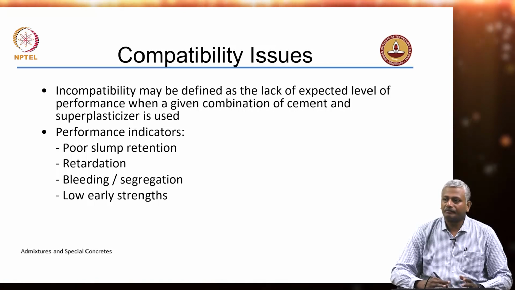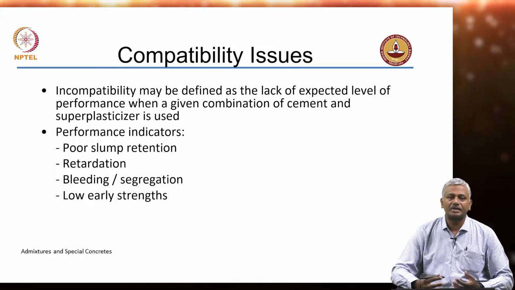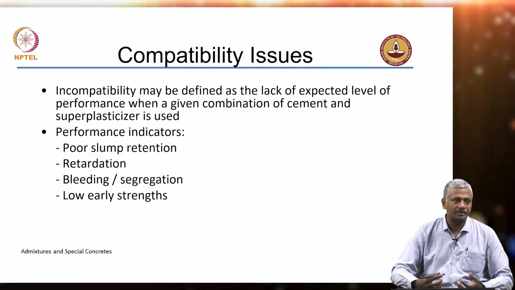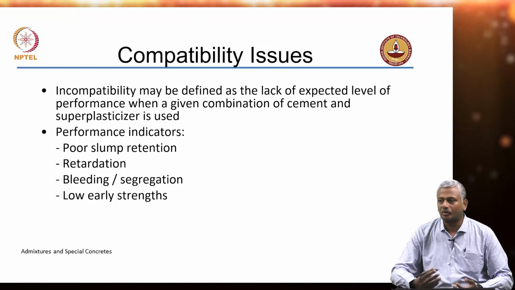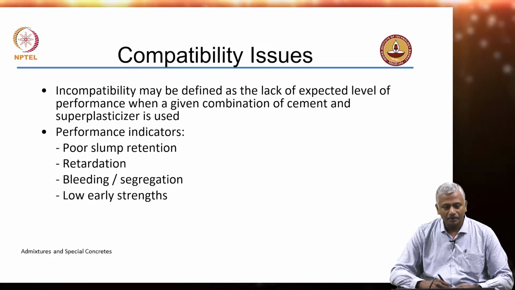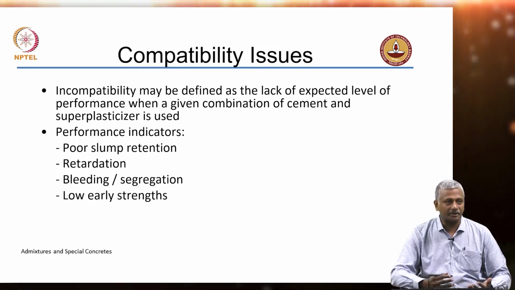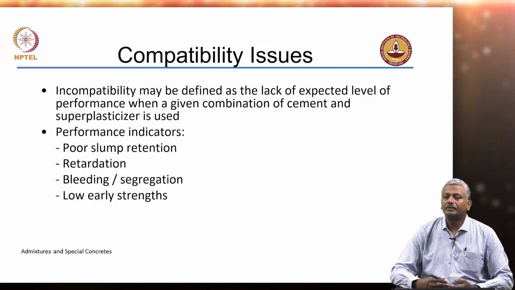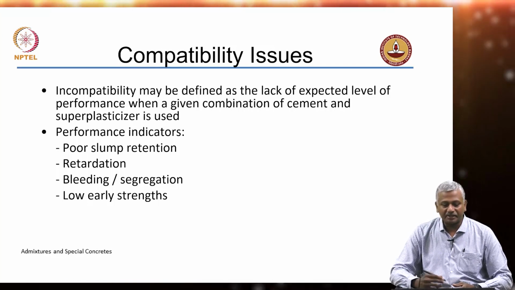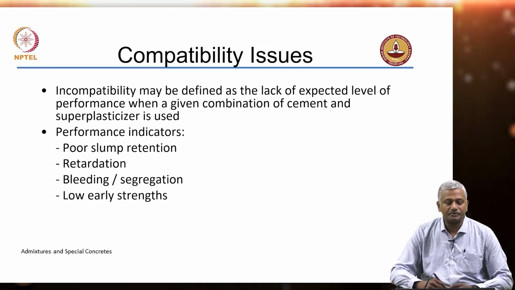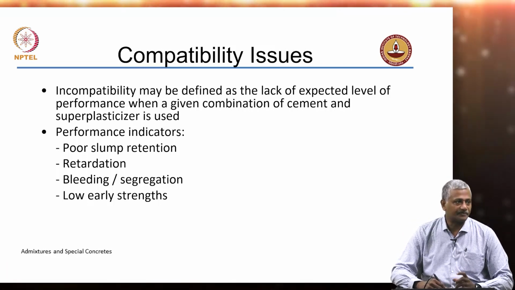So, when these chemical species are present together in the mixture, there can be instances when you do not get the kind of performance that you desire, right. So, this is what we call incompatibility. We are not really getting the right kind of performance from the concrete. So, it is a lack of expected level of performance when a given combination of cement and superplasticizer is used.